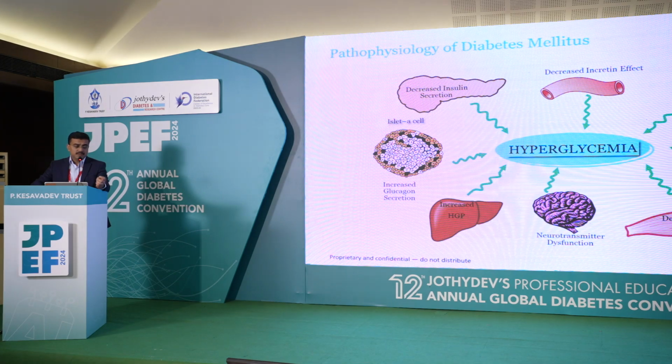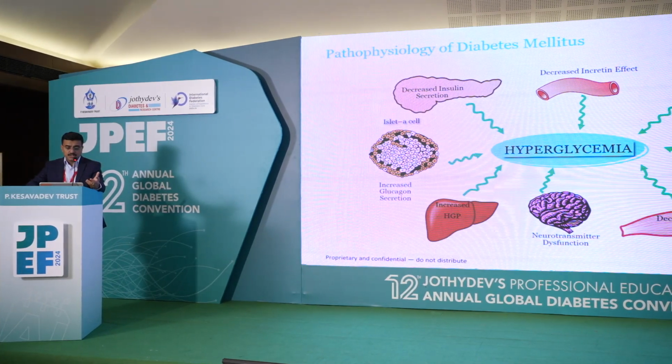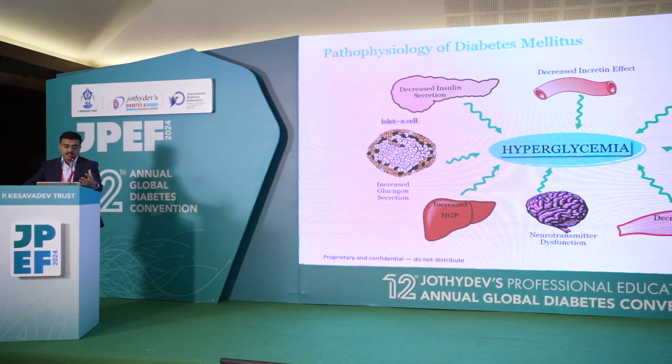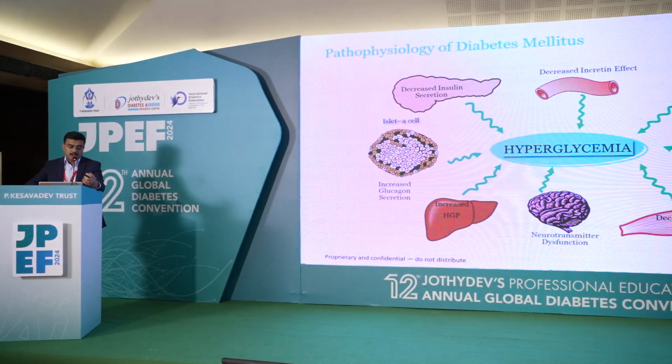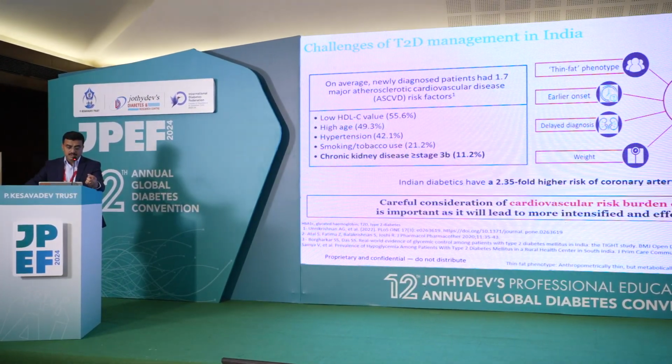The pathophysiology we know, again the ominous octet, which was given by Alfonso: decreased insulin, decreased incretin effect, increased lipolysis, increased glucose absorption, all leading to the hyperglycemia, along with increased glucagon secretion, increased hepatic gluconeogenesis, and neurotransmitter dysfunction.